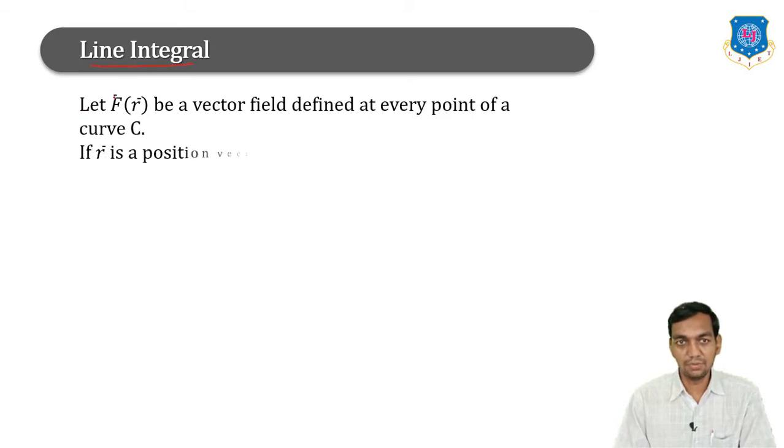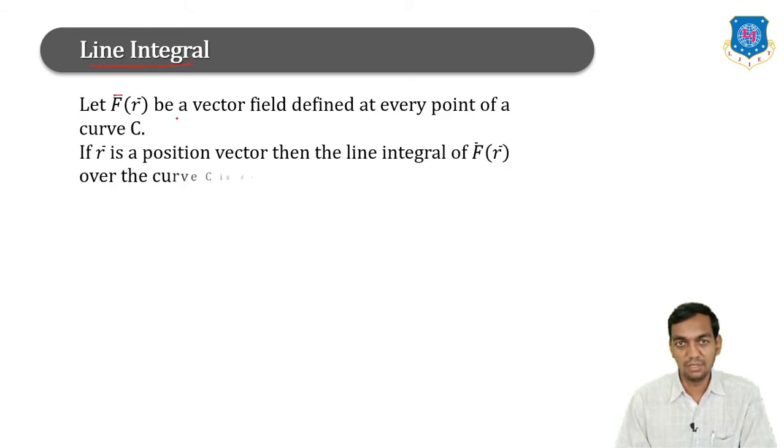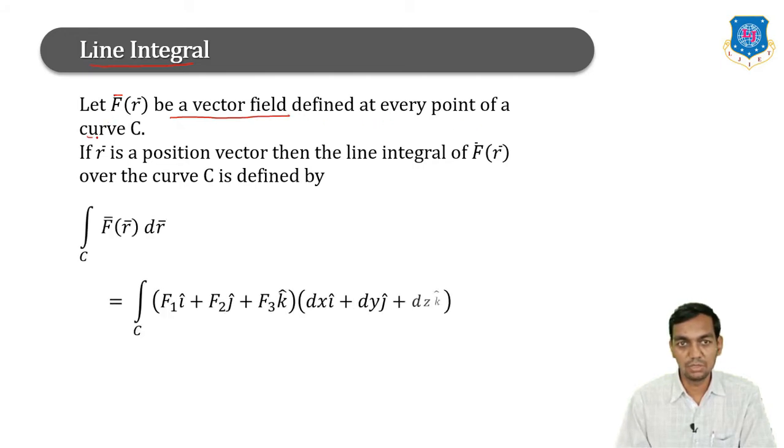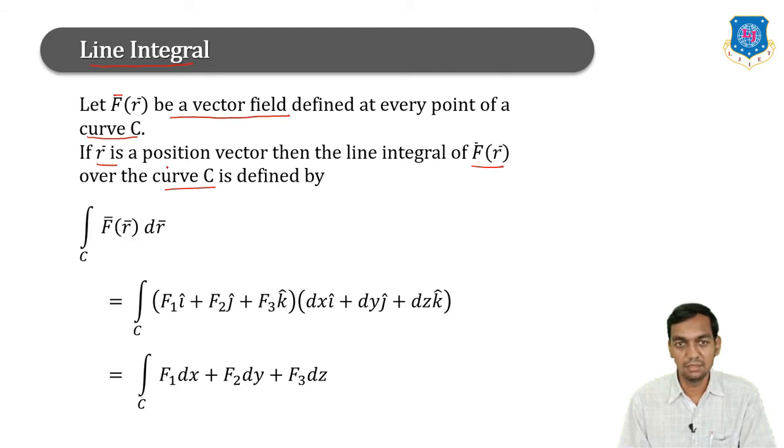If you have any vector function f bar of r bar, a vector field defined at every point of a curve C, and if r bar is a position vector, then the line integral of f bar of r bar over a curve C is called the line integral. Okay, and it is defined as integration over C of f bar dot dr bar. Please remember that here it is a dot.